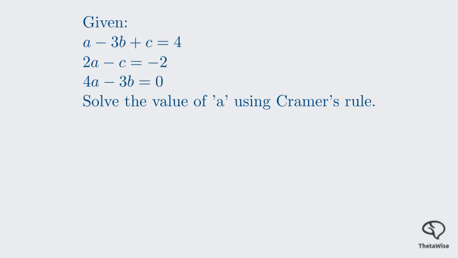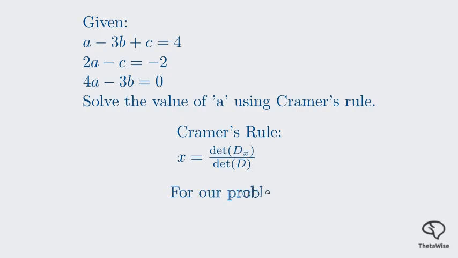Before we begin, let's briefly review the formulas involved. Cramer's rule relies on calculating determinants. For a variable x, the value of x is the determinant of the matrix D sub x, divided by the determinant of the main matrix D. In our case, we need to find a, so the formula becomes a equals the determinant of D sub a, divided by the determinant of D. So to find our variable a, we will use the formula a equals the determinant of D sub a divided by the determinant of D.